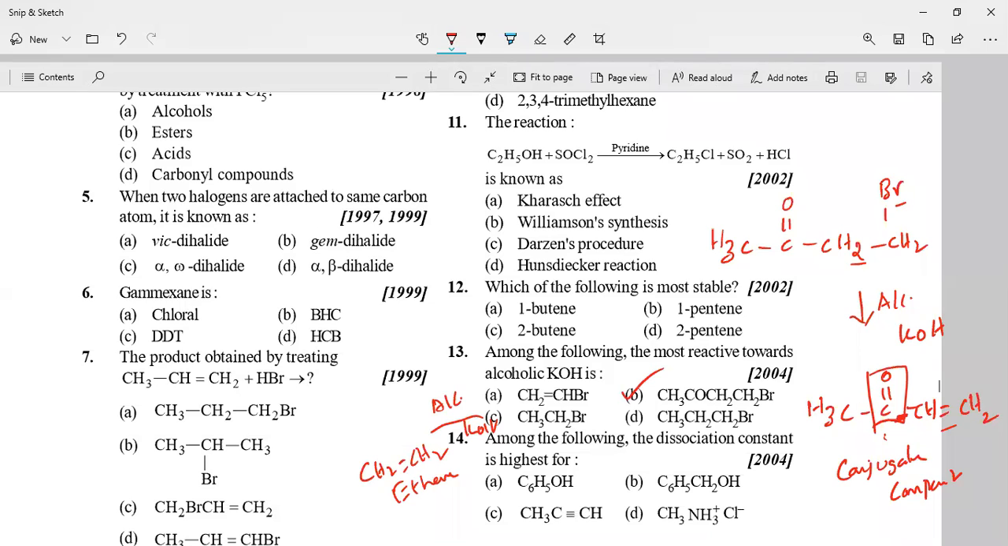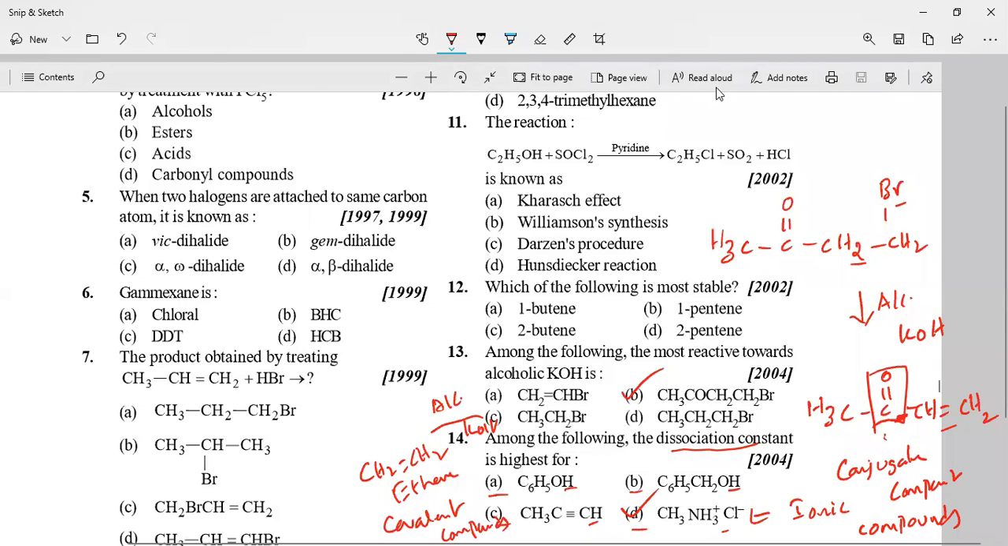So the 14th one: among the following, the dissociation constant is highest for. Dissociation constant they are asking. Here all the compounds are acidic compounds. Compound A, compound B and compound C are covalent compounds. Covalent compounds won't undergo dissociation. And D is an ionic compound. An ionic compound will dissociate into two parts upon heating. So option D is correct.